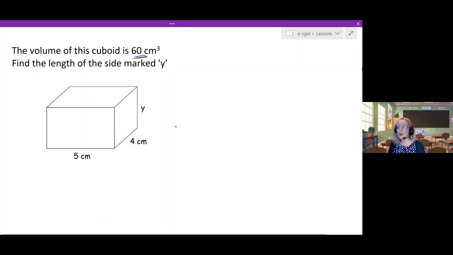So with this one, I'm going to think to myself, well, if I multiplied these 3 dimensions together, the answer would be 60. So I'm just going to write that down. So 5 multiplied by 4 multiplied by Y would give me 60. 5 4s are 20. So if I multiplied 20 by Y, I would get to 60. And then I say, okay, so if 20 multiplied by Y is 60, then if I divide by this 20, I'm going to get to Y. So Y is 60 divided by 20, which means that Y is 3 centimetres.